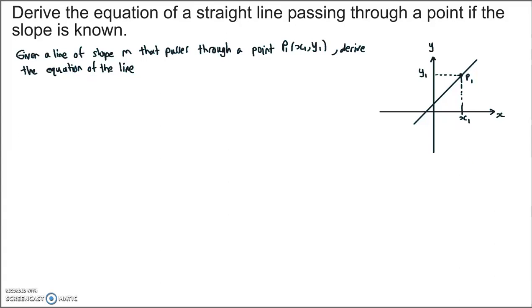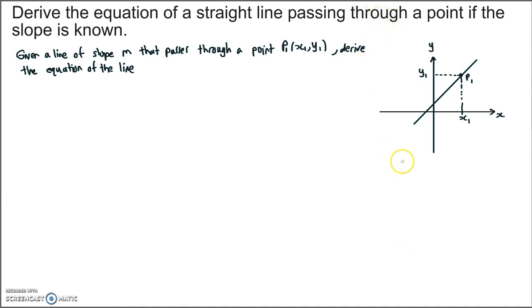In this video, the problem that we would like to solve is the following. If we have a point P in the xy plane with coordinates x1 and y1, and we know that the line that passes through that point has a slope of m, can we derive the equation of the straight line?